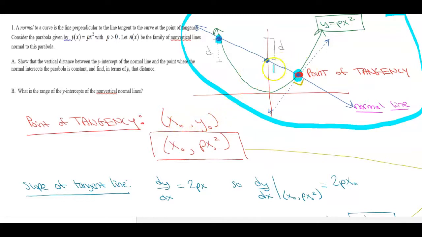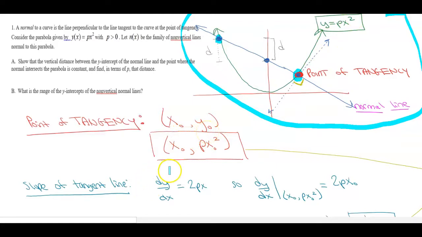Now, in this case, since I have this curve, I know that y naught is just px naught squared. Because this point has an x coordinate of x naught, and then of course a y coordinate of, plug in x naught into y equals px squared. Here is my point of tangency.